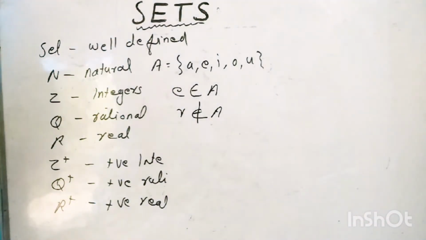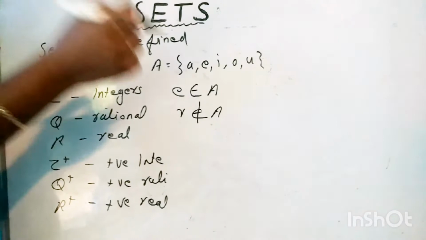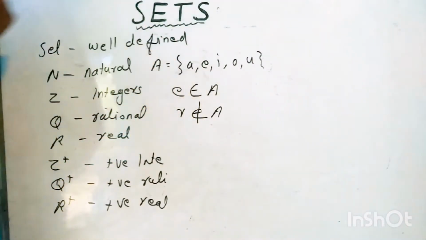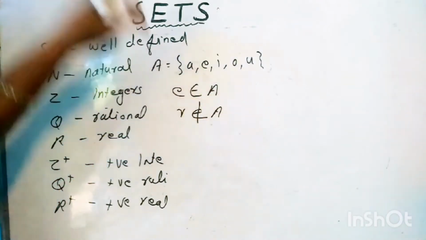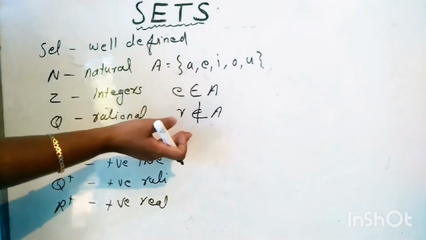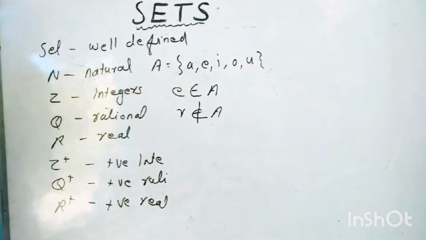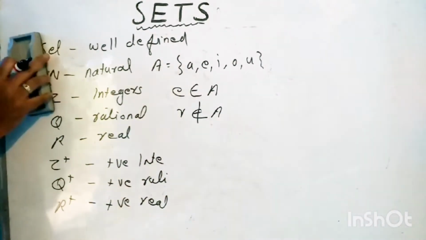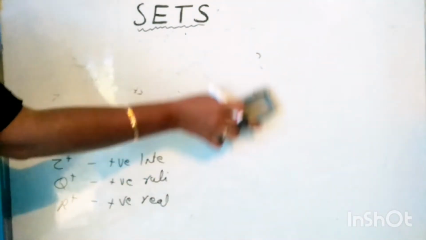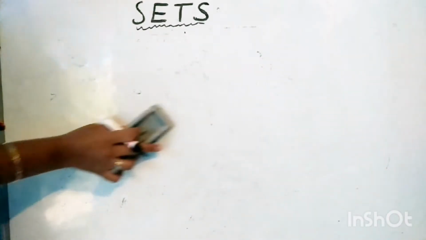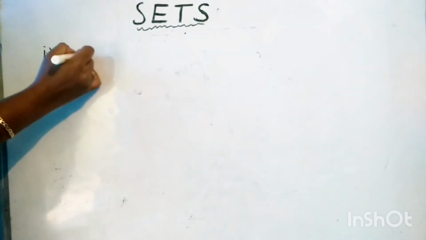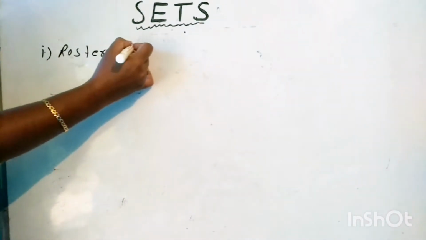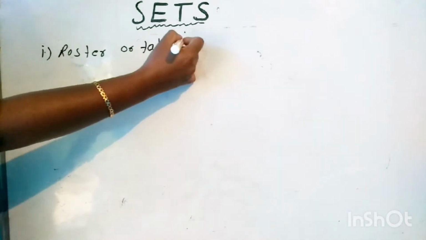If an element is a member of our capital A, we use epsilon, that is E belongs to capital A, and thus R does not belong to capital A. And a set can be represented in two ways. The first method is roster or tabular form.